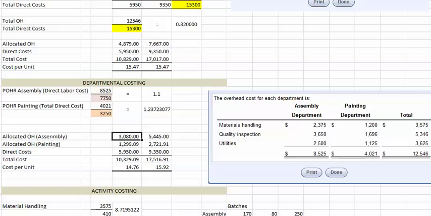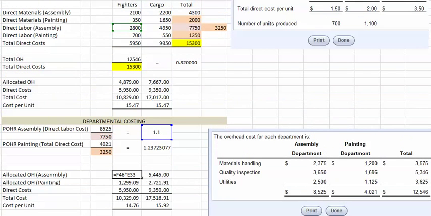Again, in the assembly department, it's going to be our predetermined overhead rate of $1.10 times the direct labor cost. And our direct labor cost for the fighters was $2,800. For the cargo planes, again, the 1.1 predetermined overhead rate times our direct labor cost in the assembly department of $4,950.